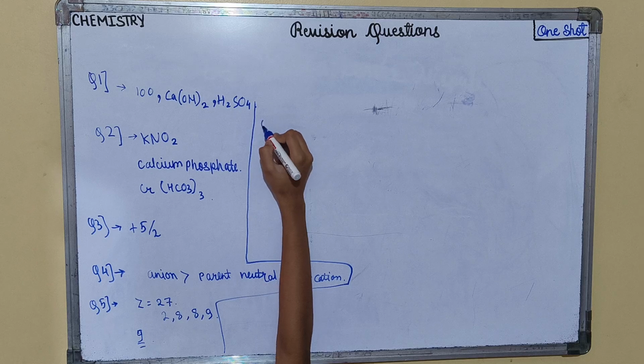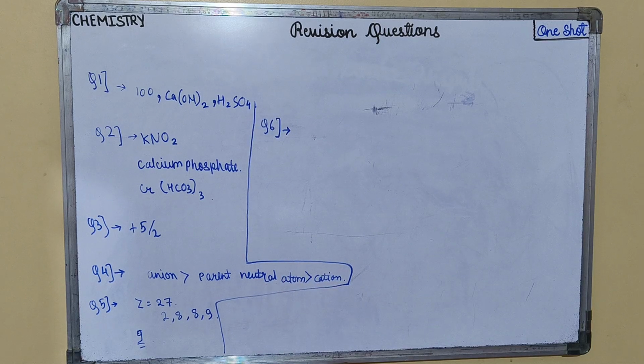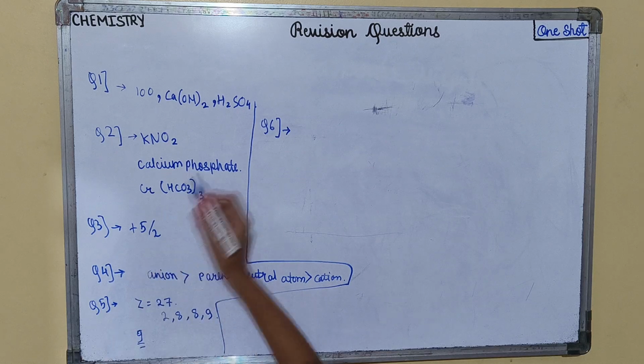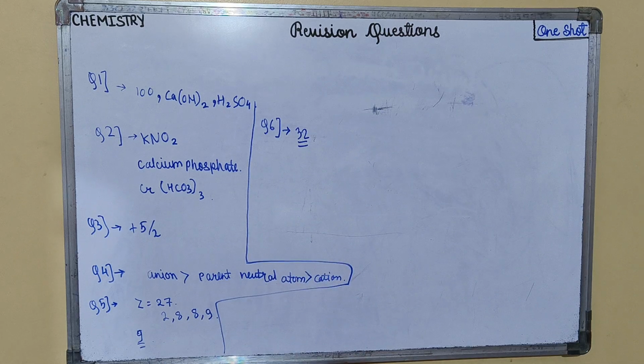Question 6 is the number of elements in sixth period of periodic table is, it is 32. Many students can write 18 because of the elements in that row, but we have to include lanthanides also, so that is why the answer is 32.